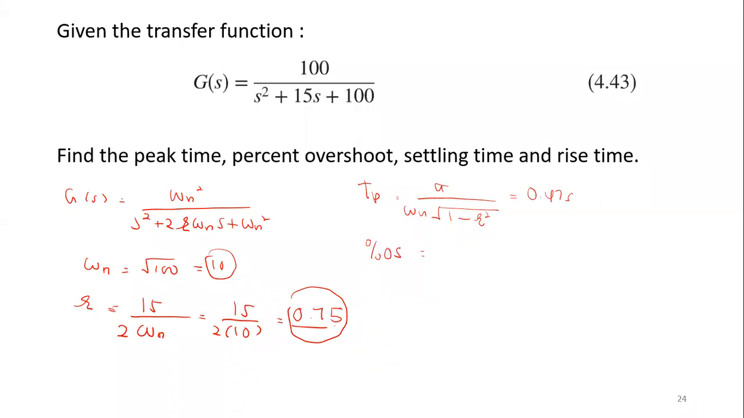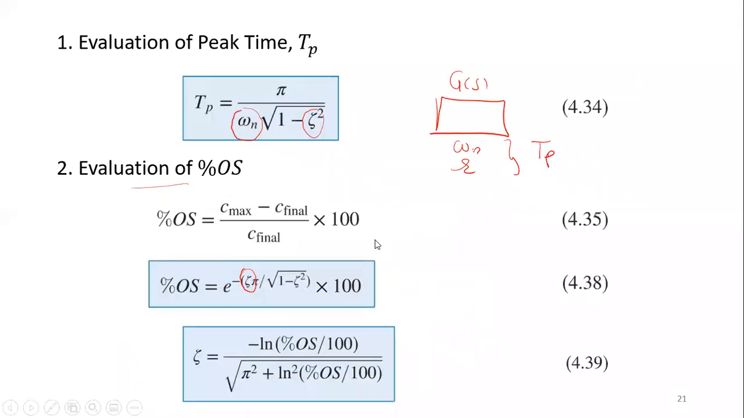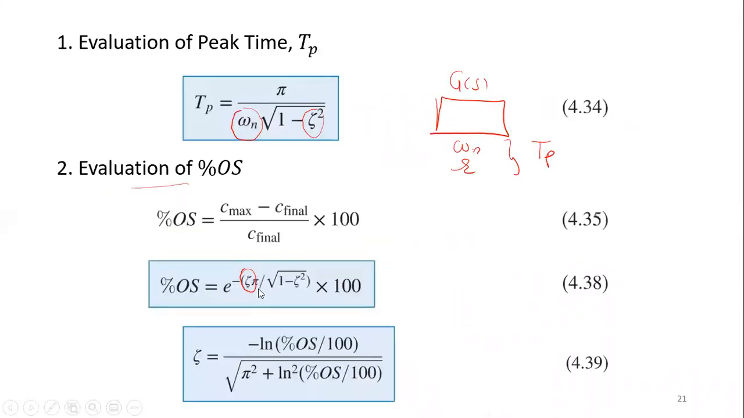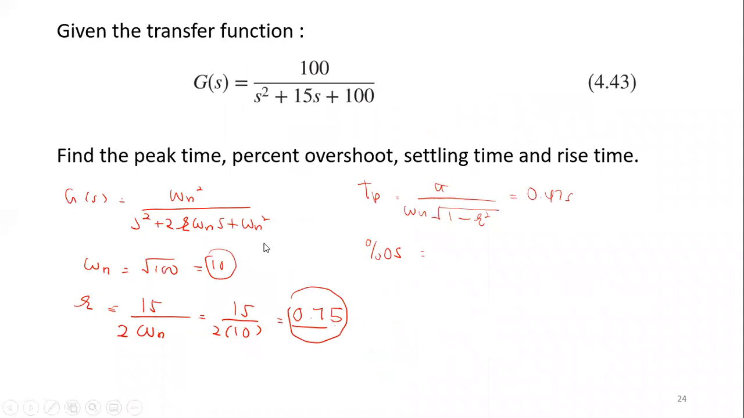So percent overshoot. What is the formula for percent overshoot? Which equation do you think is nice and easy to use for percent overshoot? The exponent one. Our damping ratio just now is 0.75, right? So just put 0.75 here. What do you get for percent overshoot? 2.84%.